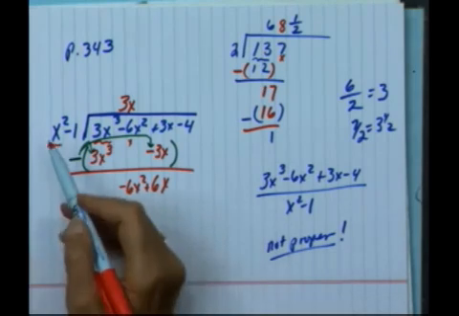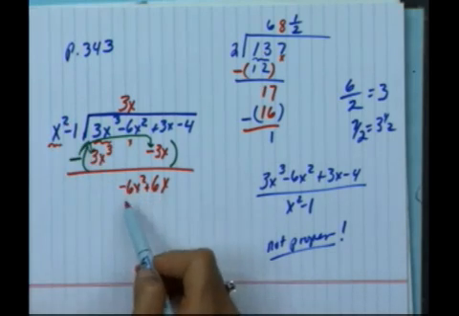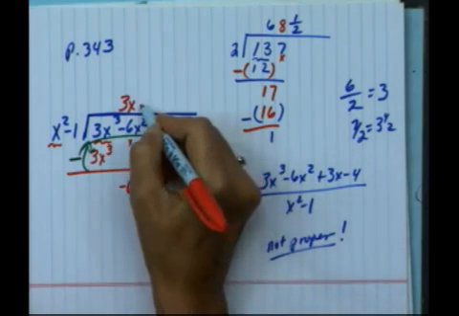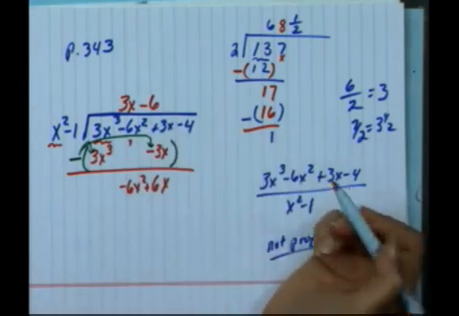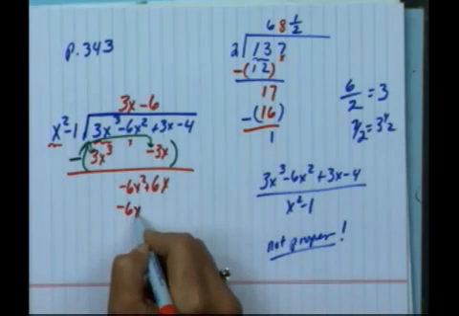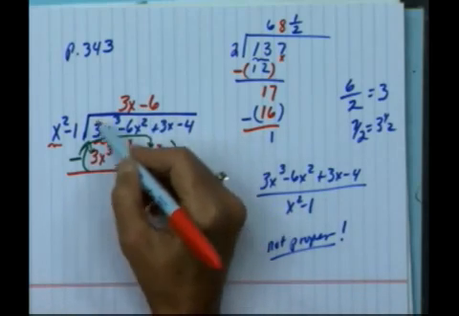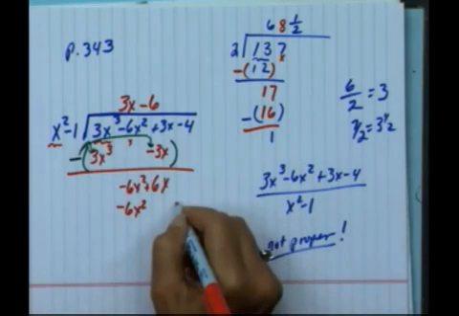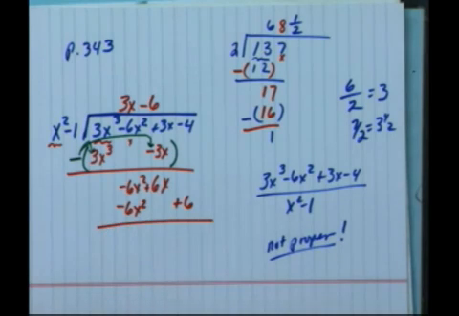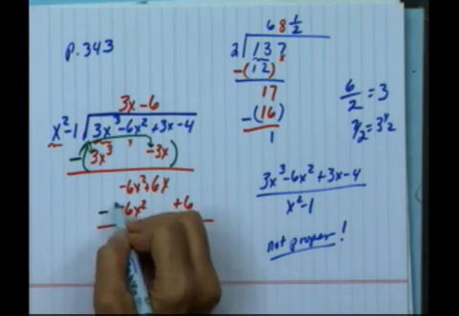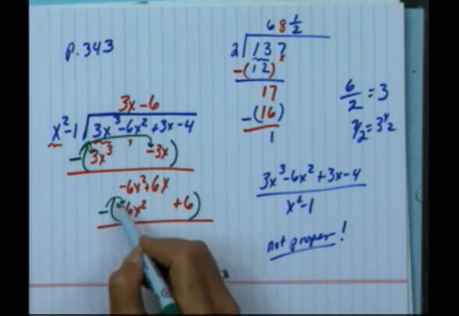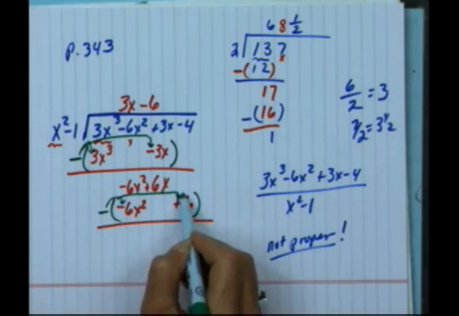Okay, so now what do you multiply x squared times to give you minus 6x squared? Negative 6. So negative 6 times x squared is minus 6x squared. Negative 6 times negative 1 is positive 6. Okay, we don't want to forget to subtract. So don't forget to go through and change your signs.